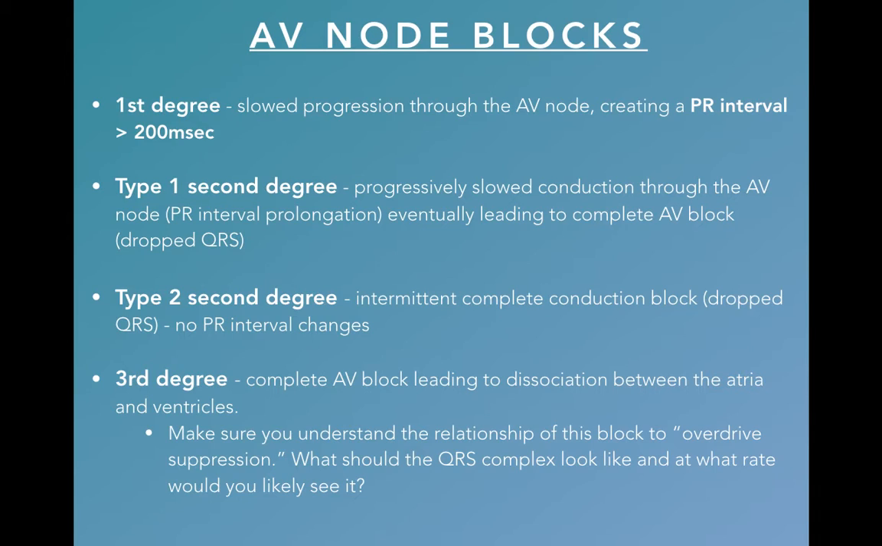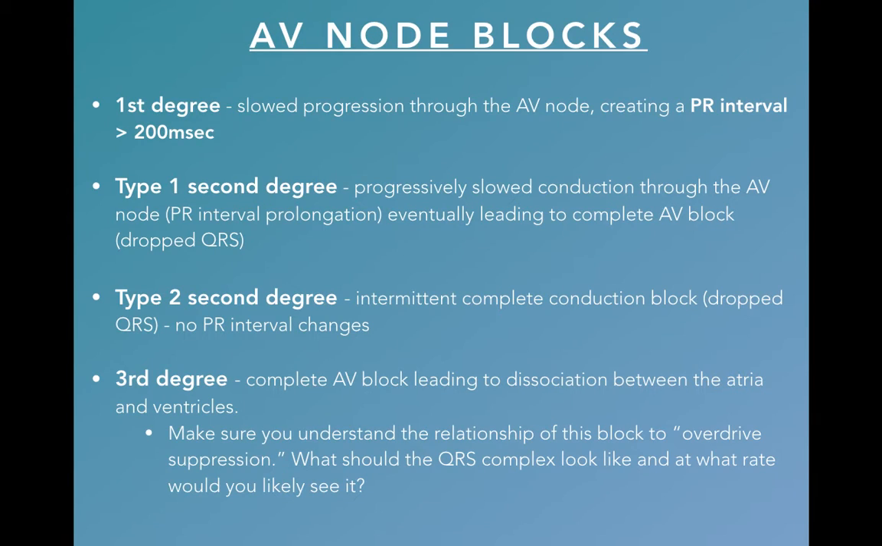A type 1 second degree, on the other hand, is going to have a progressively slowed conduction through the AV node. So the PR interval is going to progress with each beat of the heart. So really what you have to have is a rhythm strip. If you look at one or two beats, then you might not catch what's going on. So always look at the rhythm strip.